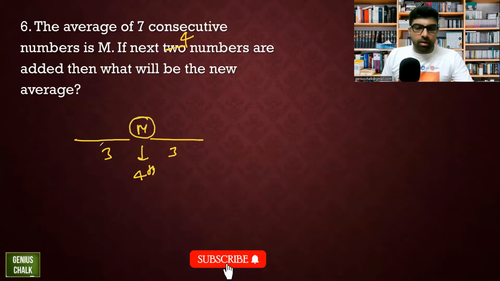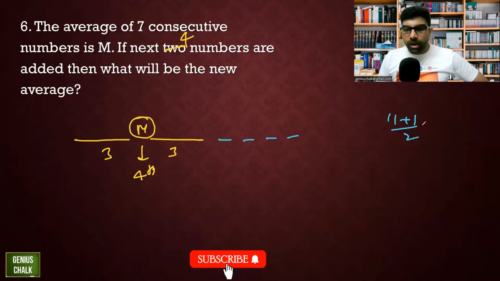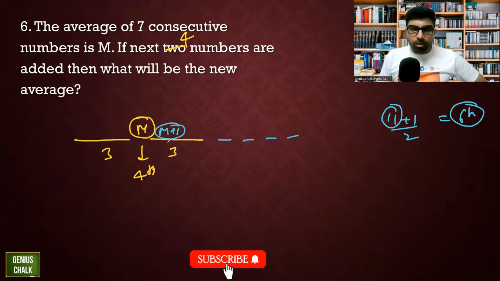This is M, right? Now it is saying next 4 numbers, that means 1, 2, 3, 4. Next 4 numbers. So in that case, how many numbers are there? 7 plus 4, 11. 11 plus 1 by 2, because 11 is odd. So 12 by 2, the 6th observation is my answer. And the 6th observation will be M plus 1 is the 5th observation. So M plus 2 has to be my answer.